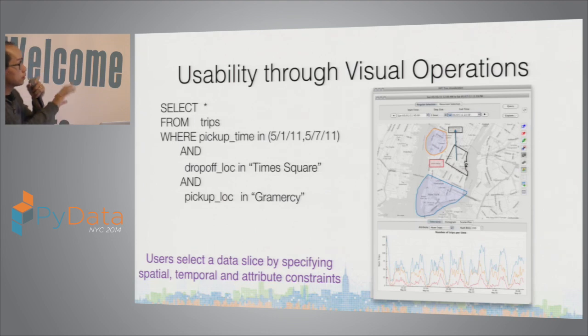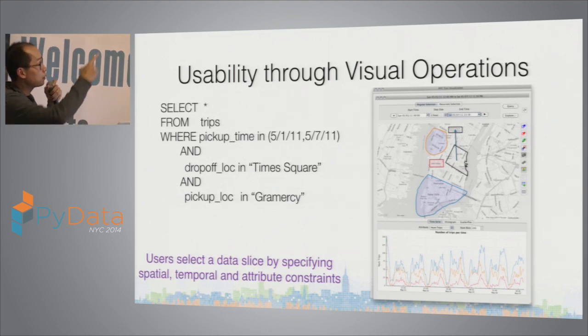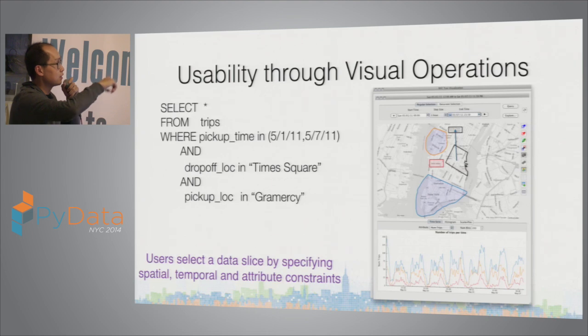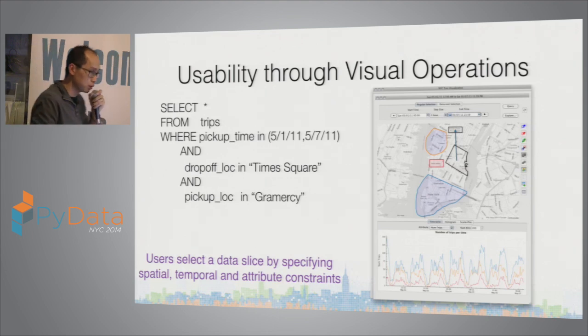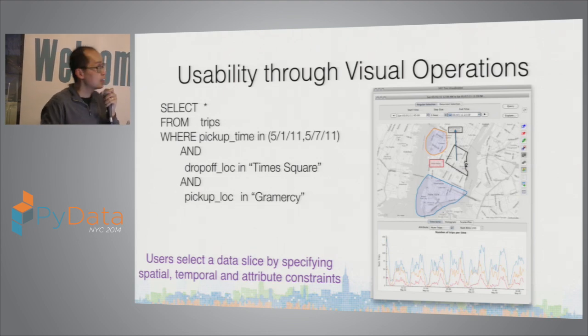Okay. So just to recap the features of the tool. If we don't have visual operations, in order to query a trip, like show me all trips going from Times Square to Gramercy, you have to write a very tedious SQL statement like this on the left. You must know your attribute names, your time, the table name, and how to define a region. If you use Postgres, you have to define the polygon of Times Square, and that is not easy.